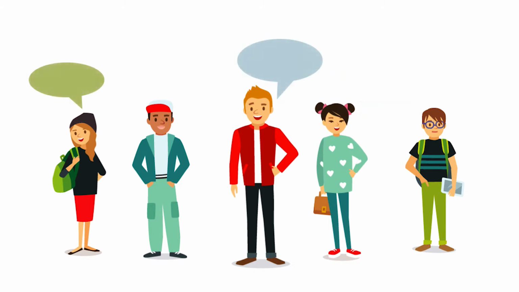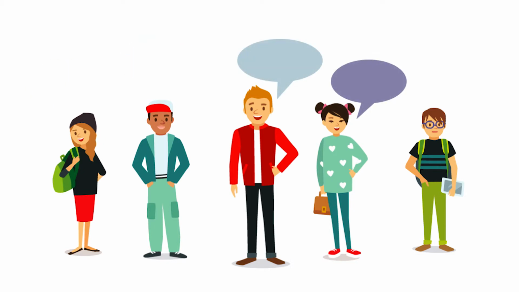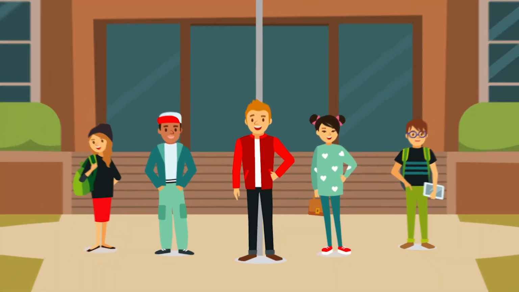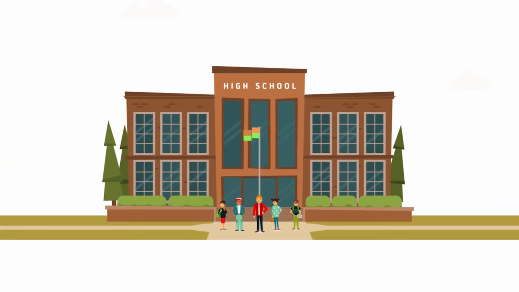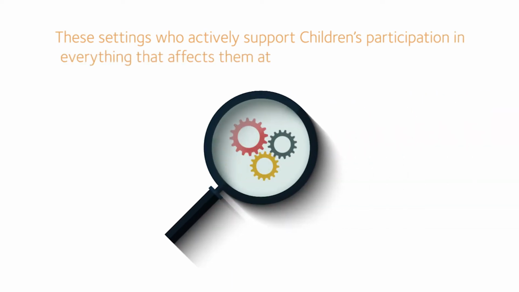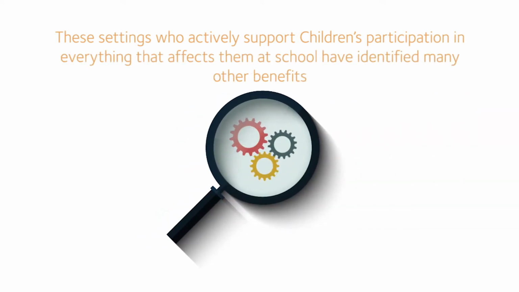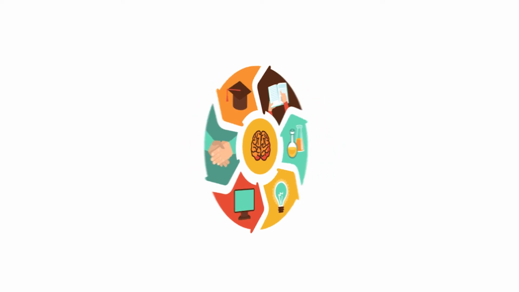In fact, other settings already supporting participation through an effective system of pupil voice, including the school council and other democratically elected committees, have found that the children want a better school with improved facilities and equipment for all. These settings, who actively support children's participation in everything that affects them at school, have identified many other benefits for the children as well as the educational setting and the community, such as: children and young people have much to offer in terms of their experiences and knowledge of issues.